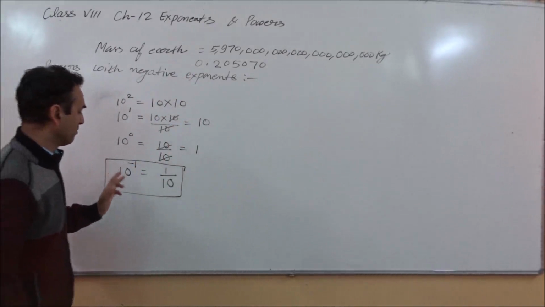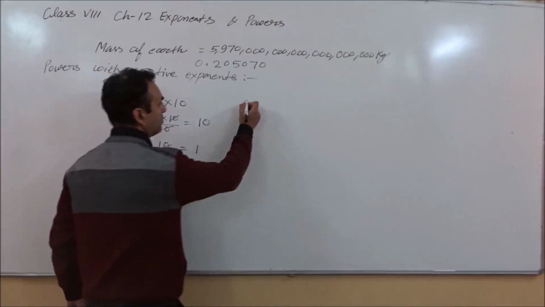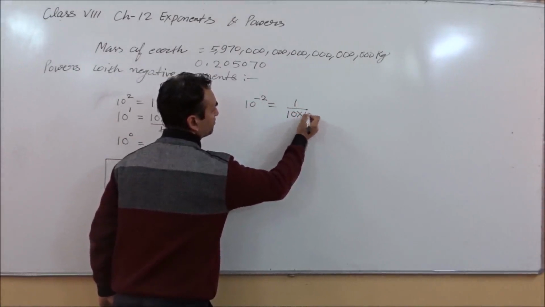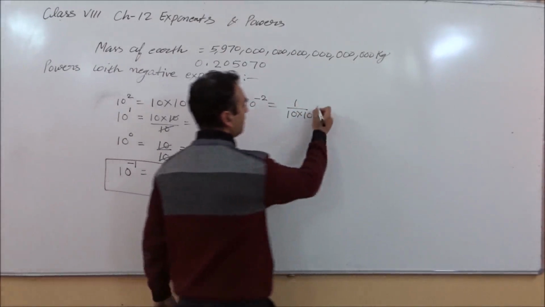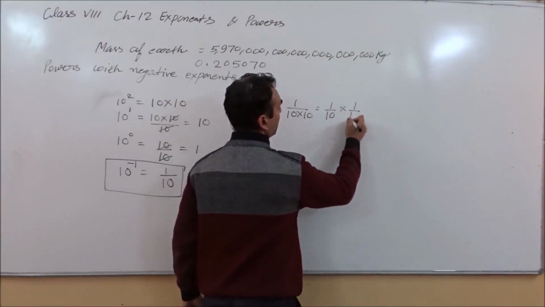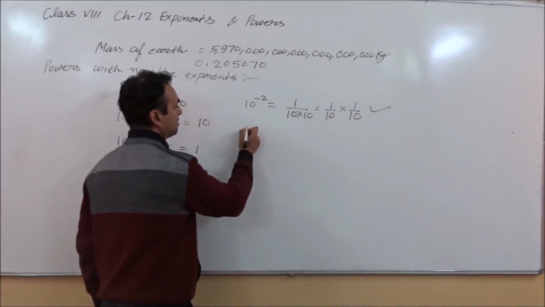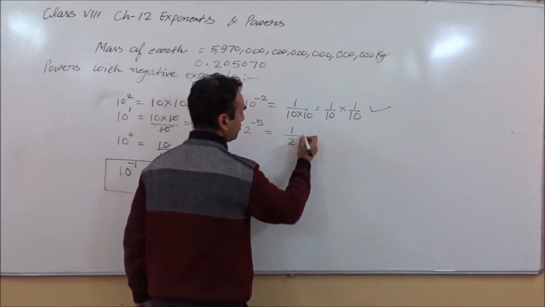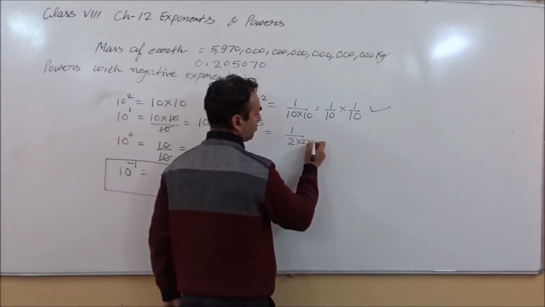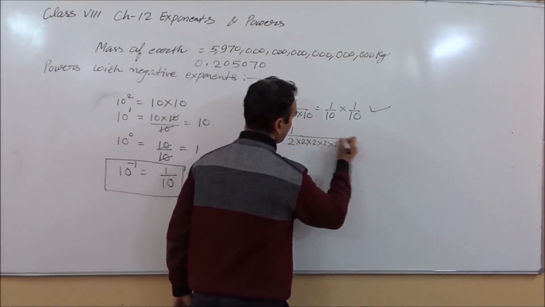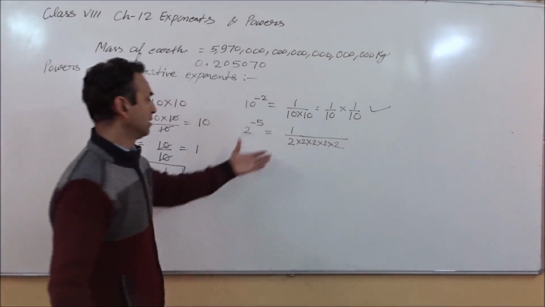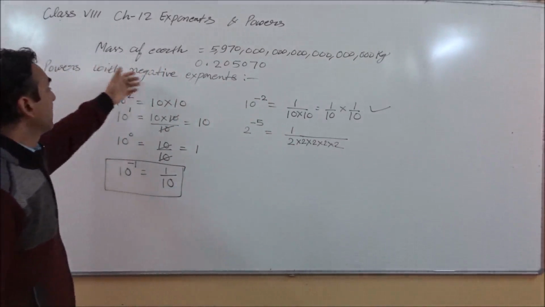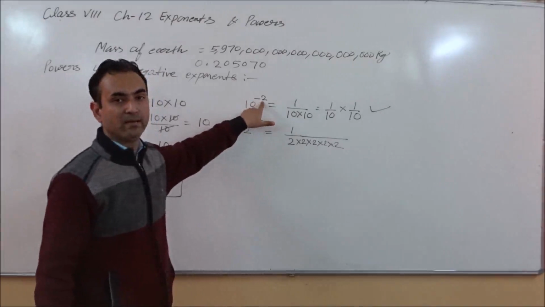So this is the meaning of power with a negative exponent. If someone gives you 10 raised to minus 2, then you can write 1 upon 10 into 10, or you can write 1 upon 10 into 1 upon 10. Both are correct. Suppose somebody writes 2 raised to minus 5. Then you will write 1 upon 2 into 2 into 2 into 2 into 2, 5 times. 1, 2, 3, 4, 5. So this is the meaning of a negative exponent.